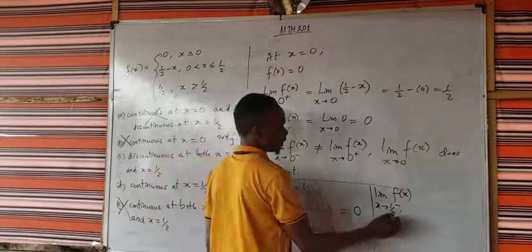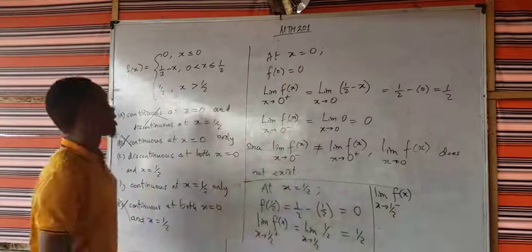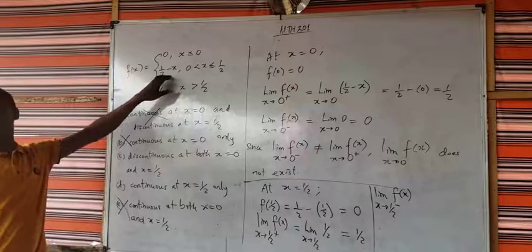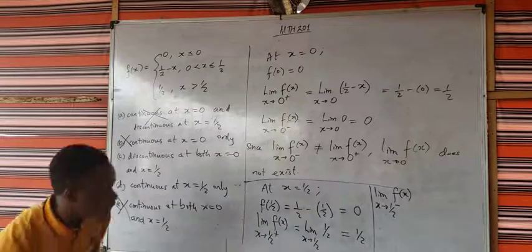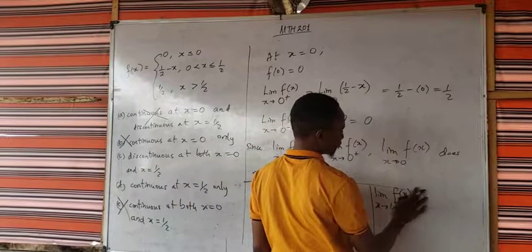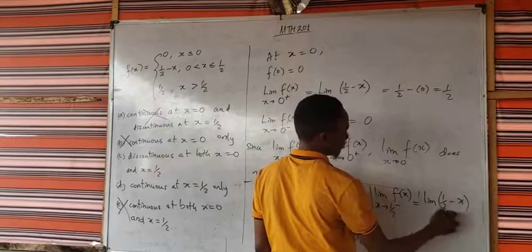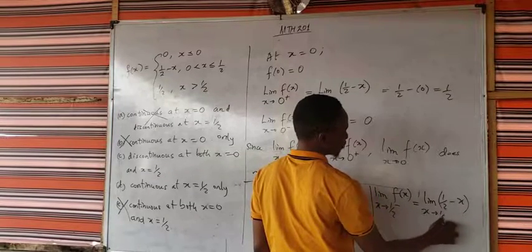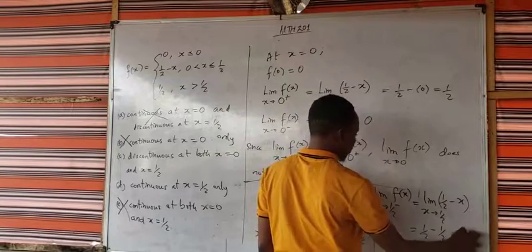So this is going to be 1 over 2 from below. What definition is that? This, right? 1 over 2 minus x. So that's going to be equal to the limit of 1 over 2 minus x as x approaches 1 over 2. That's going to be 1 over 2 minus 1 over 2, which is 0.